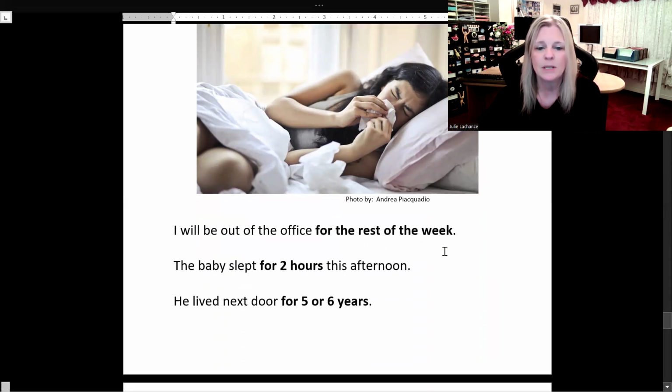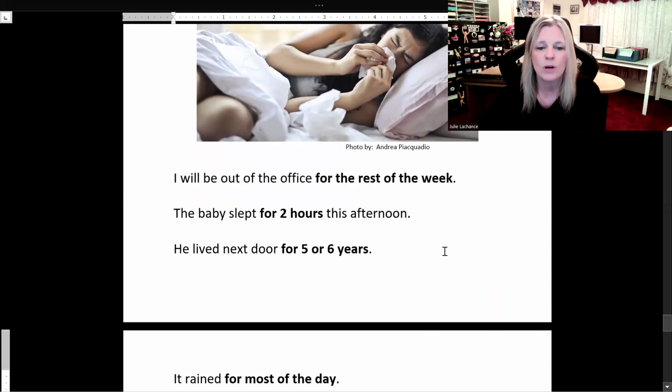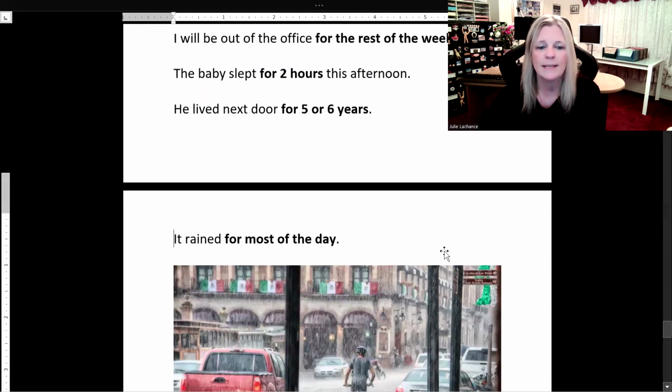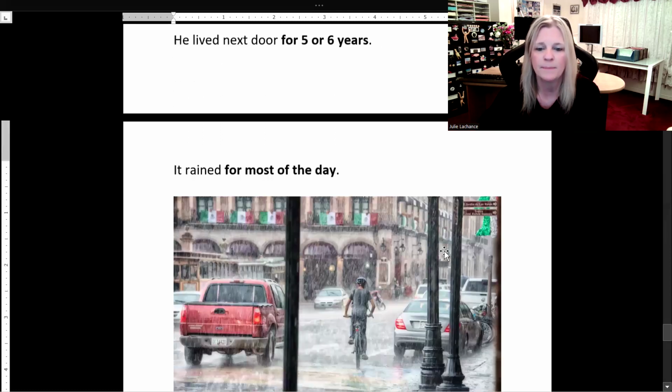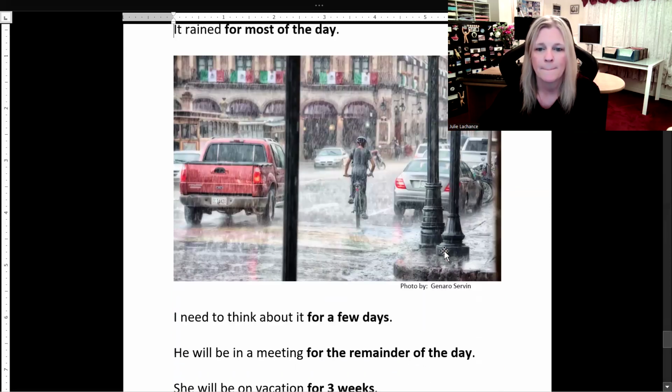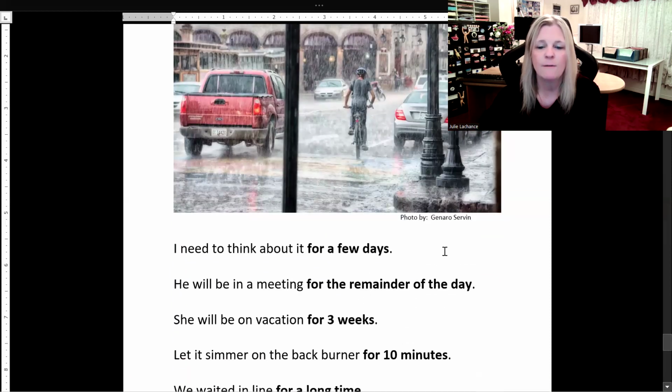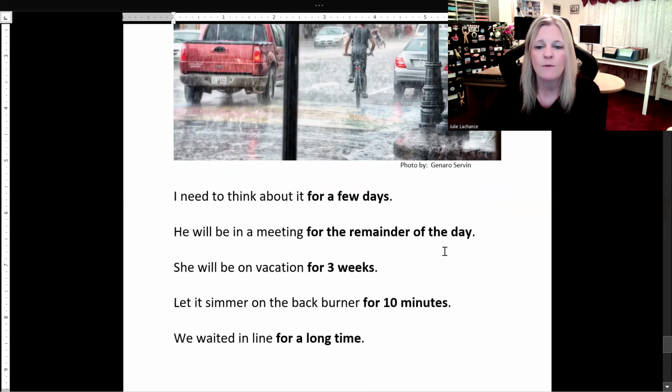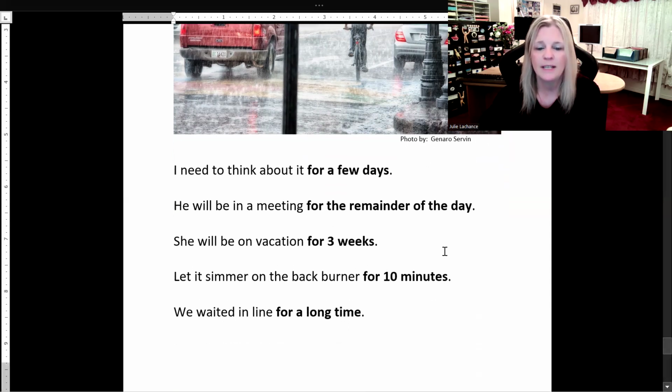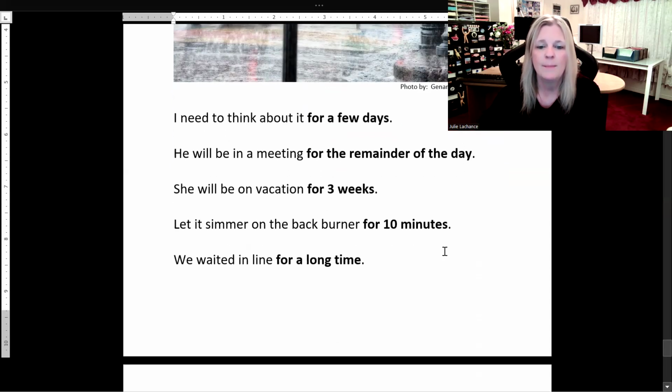The baby slept for 2 hours this afternoon. He lived next door for 5 or 6 years. It rained for most of the day. I need to think about it for a few days. He will be in a meeting for the remainder of the day. She will be on vacation for 3 weeks. Let it simmer on the back burner for 10 minutes.